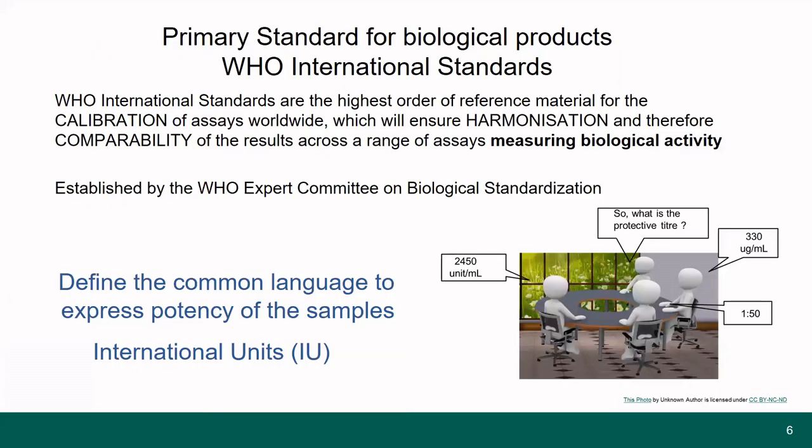And this is given by the WHO International Standard, which is the highest order reference material. The use of the standard is mainly to define a common language to express the biological activity of a product. And this is international units. On the right side here, there is a little vignette that I created in terms of vaccine and protective titer.